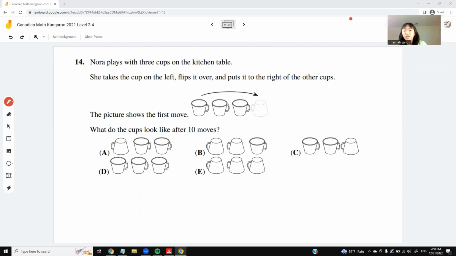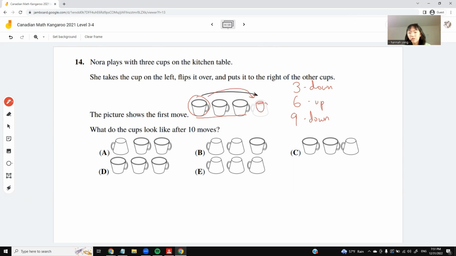So what we notice first is that after 3 turns from the starting point here, all the cups are down. After 6 turns from the starting point, all the cups are up. And after 9 turns from the starting point, all the cups are down again. So one more turn would mean that this cup on the left, which would technically be down, would be turned up once we put it back over here.